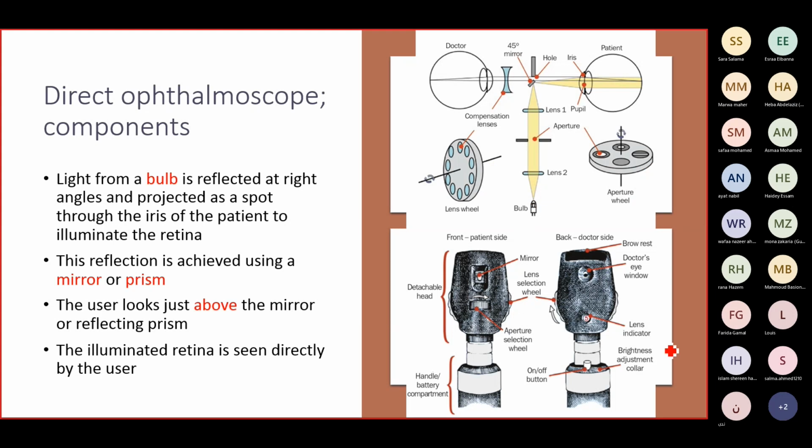For the lens wheel, the power is seen on the back of the ophthalmoscope. This is a Welch Allyn direct ophthalmoscope. It has a rheostat to turn on and turn off and control the intensity of the light. It has a rest here that rests against your eyebrow, and this surface faces the patient. There is a small mirror here to reflect the light towards the patient's eye. Okay.